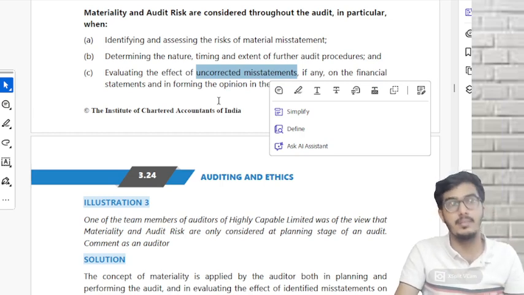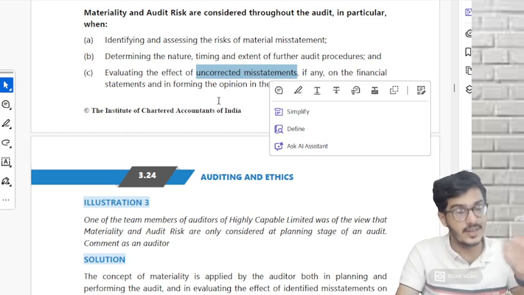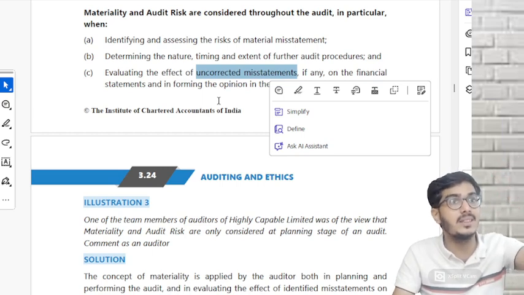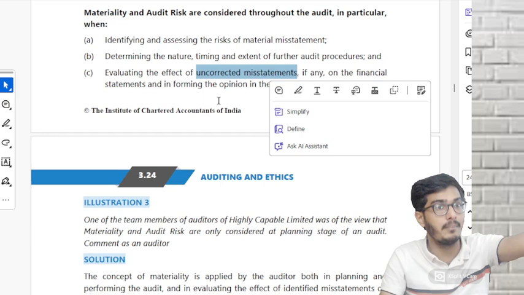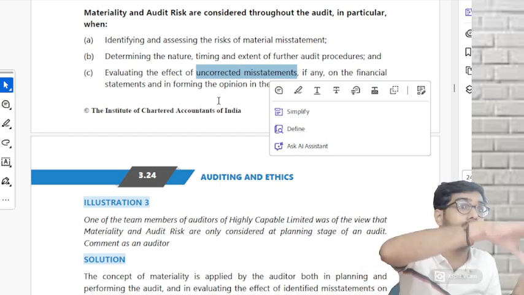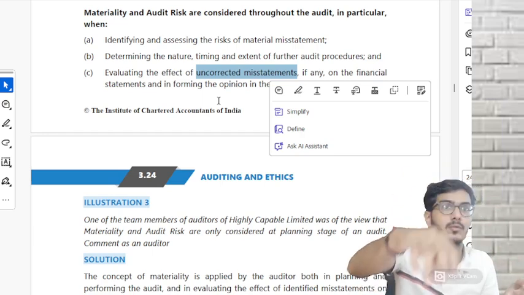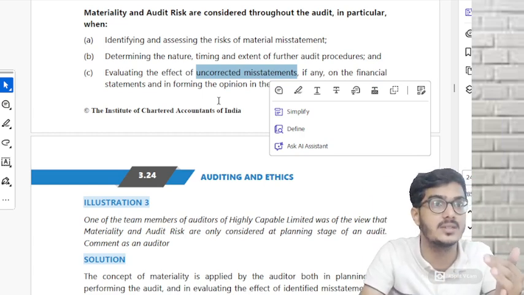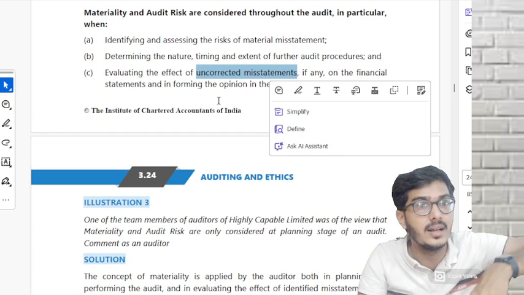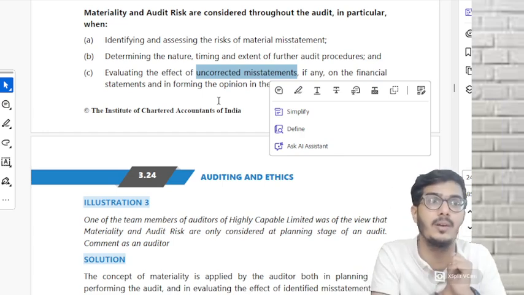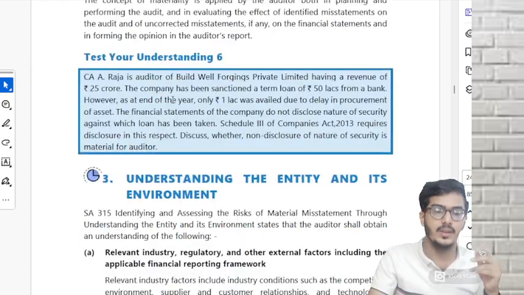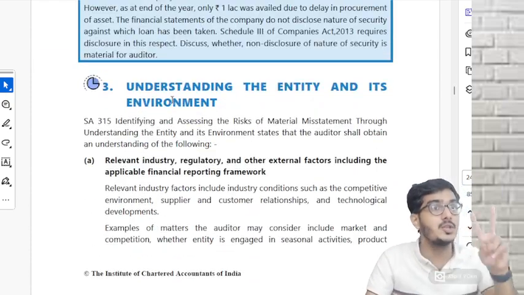Uncorrected misstatements. Sorry, it is very small and it is very simple. Whenever there are any misstatements which are not corrected by the management, we have to check them, because those misstatements are not corrected in the FS. That means those misstatements are still there in the FS. So in that also, please keep in mind materiality and audit risk. Understood? With this, we are done with the first 2 big topics.